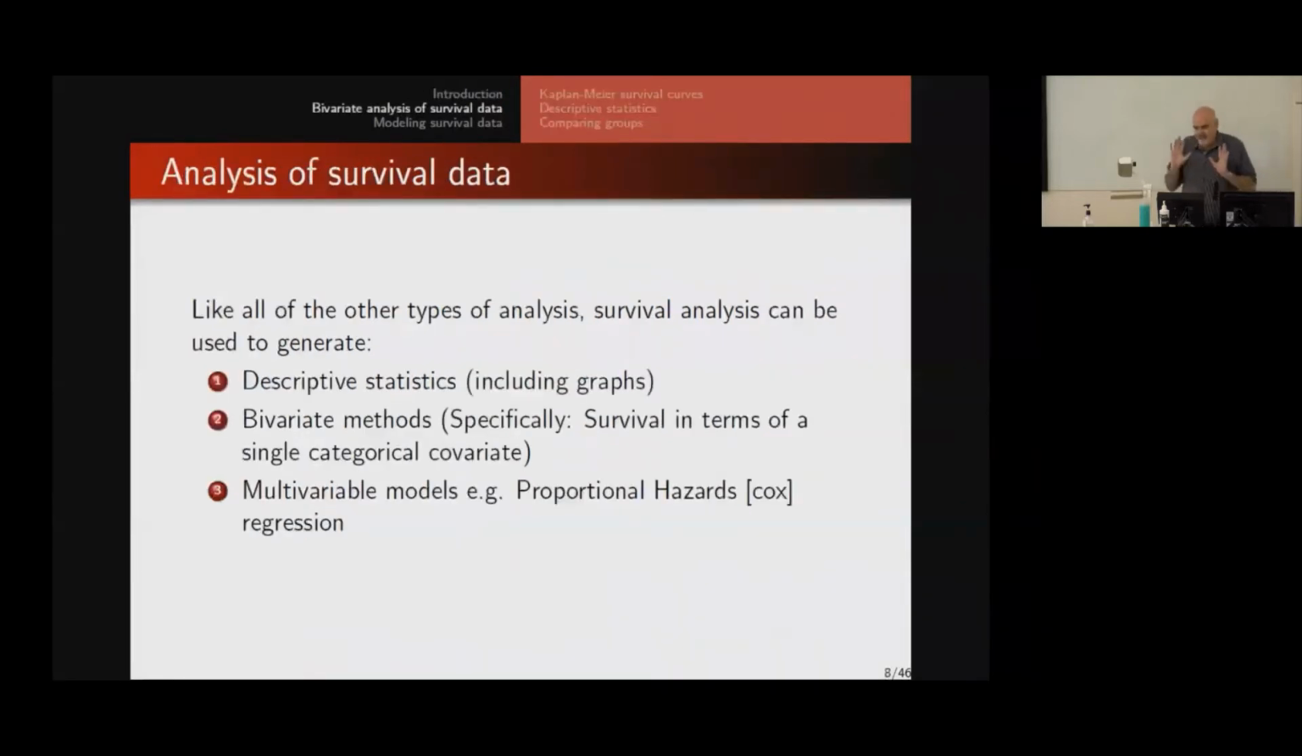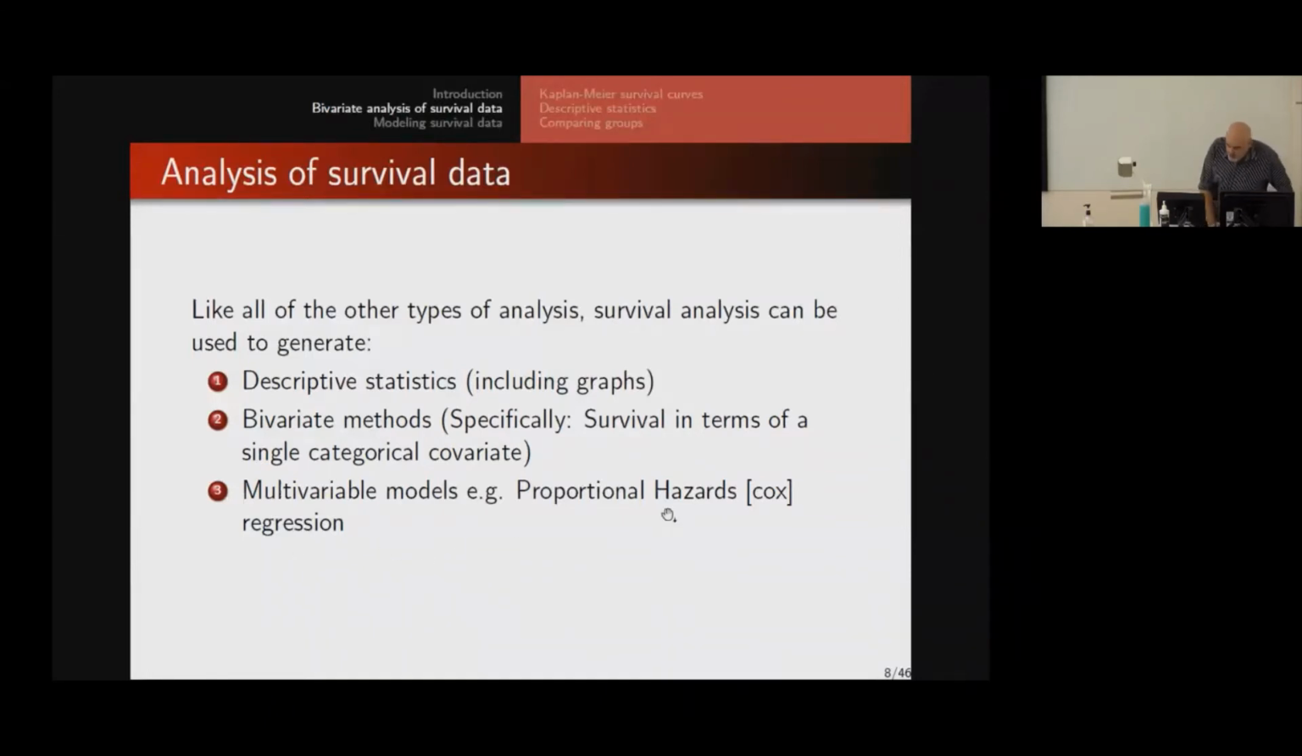So now let's get on to the much more practical side of survival data, which is its analysis, okay? So like all other types of analysis, survival analysis can be used to generate descriptive statistics, including graphs, some classical bivariate methods, specifically survival times in terms of a single categorical variable. Is the survival experience for males the same as the survival experience for females, for example? And number three, and this is much more useful, particularly if we're talking about observational cohorts, we need multivariable models.